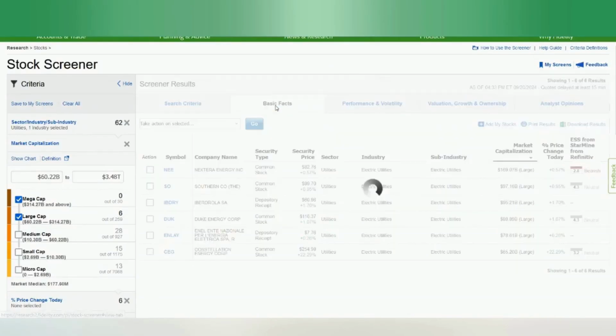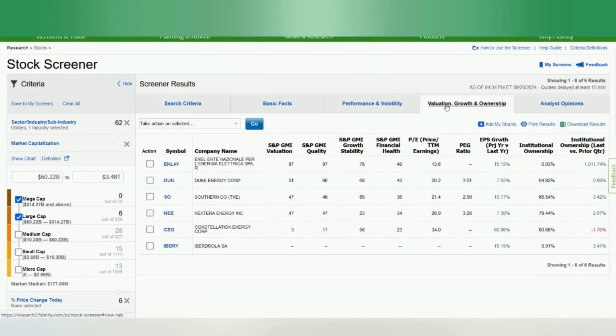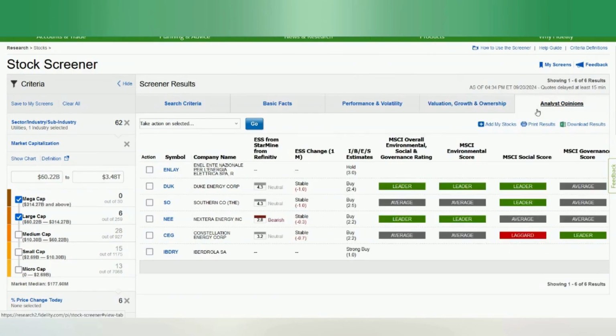And you can start to look at the basic facts, like what's the dividend yield and what's the company location. And so you might come across things like Duke, Southern Company, and NextEra Energy. And you can also see if they're optionable as well. And so you might at that point say, well, what's the PE of these currently? And sort by that. And so here we see that Duke, for example, has a 20 PE, which is pretty good. And if we go into analyst opinions, we can see it's rated a buy.